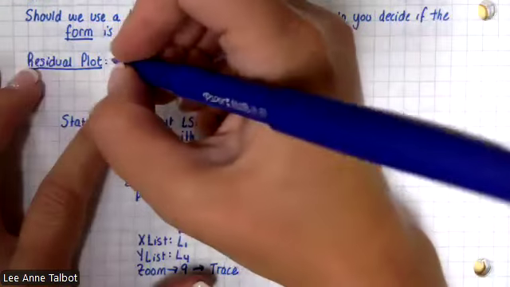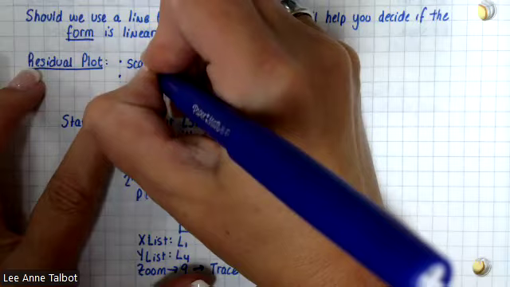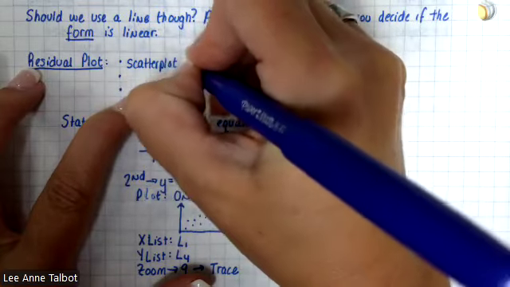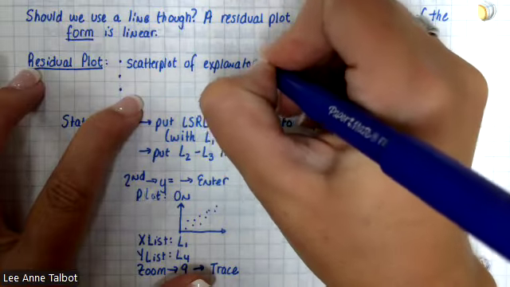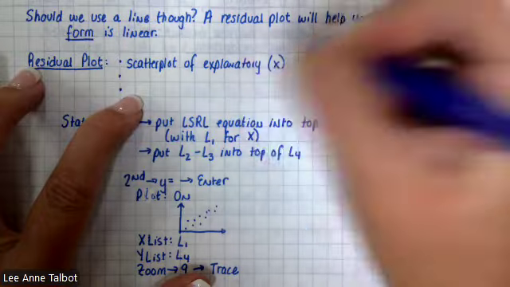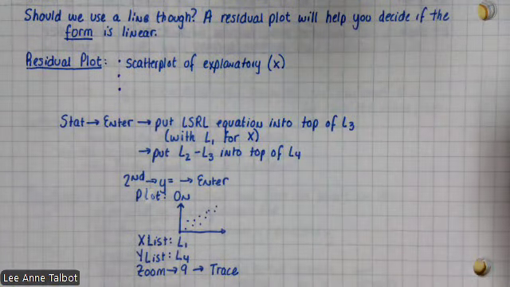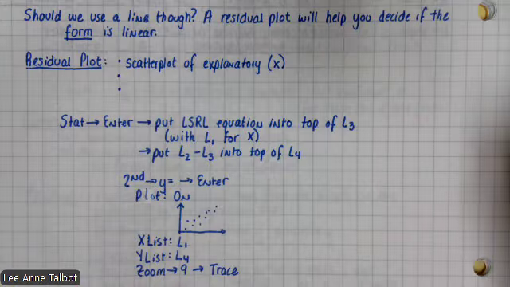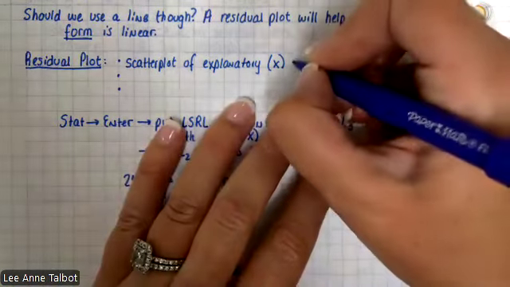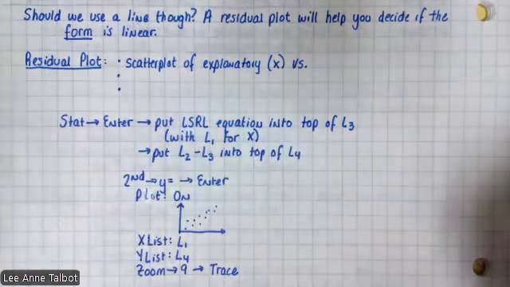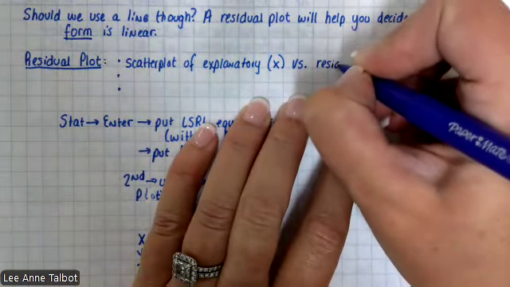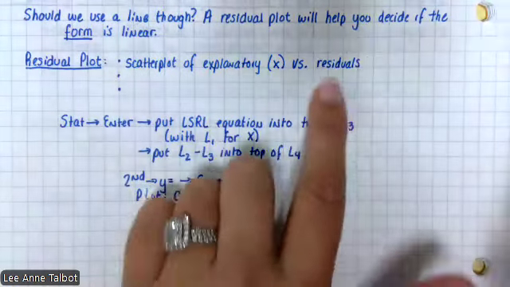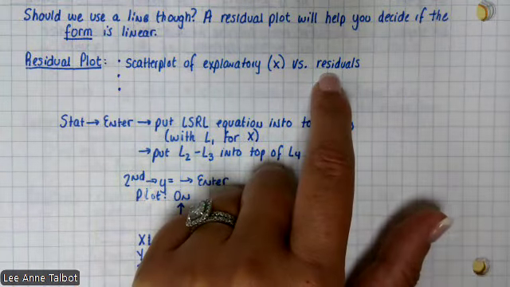But anyway, okay, so it's a scatter plot of the explanatory, which means your x. So whatever your x is, what's our x in our problem we're working on? Hand length, right? Okay, so the x-axis is going to be hand length versus, the y-axis is going to be the length of the residuals. So how far away they are from the line of best fit.